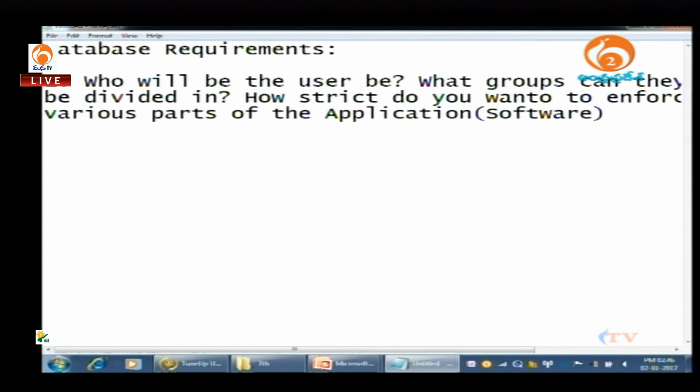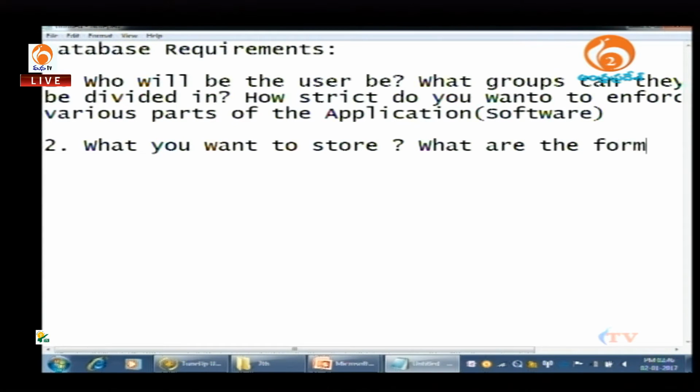Okay. Second one is what you want to store exactly. Store what? What are the forms required?